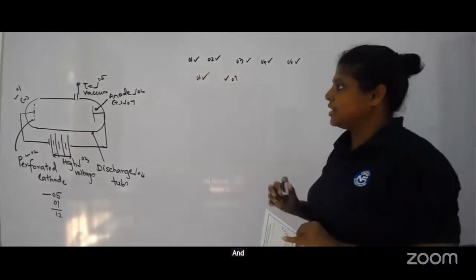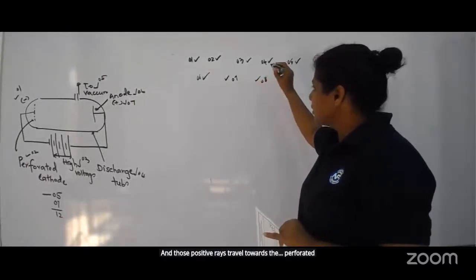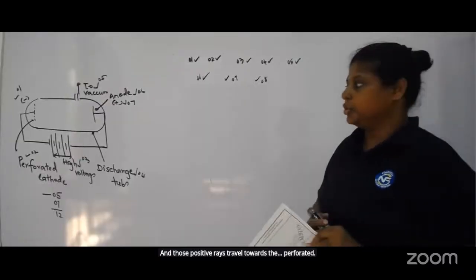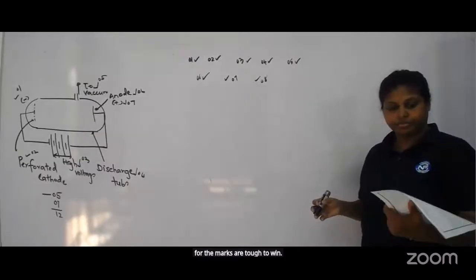And those positive rays travel towards the perforated cathode. Put the marks out of 12. Sorry, 20.